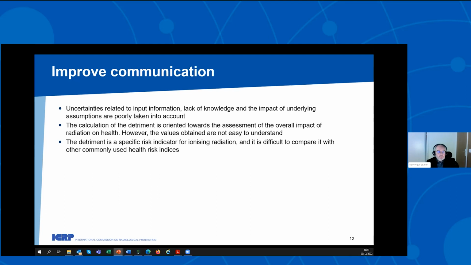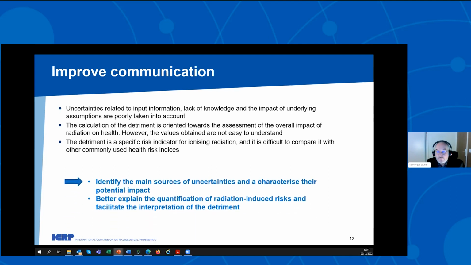The detriment calculation is oriented toward the assessment of the overall impact of radiation on health for stochastic effects. But however, the values obtained are not so easy to understand. And the last point is that the detriment is a specific risk indicator. That's a specific indicator that is used only in the field of ionizing radiation. And so because of that, it is difficult to compare its values with other commonly used health risk indicators outside of the radiation field, for example, for chemicals.